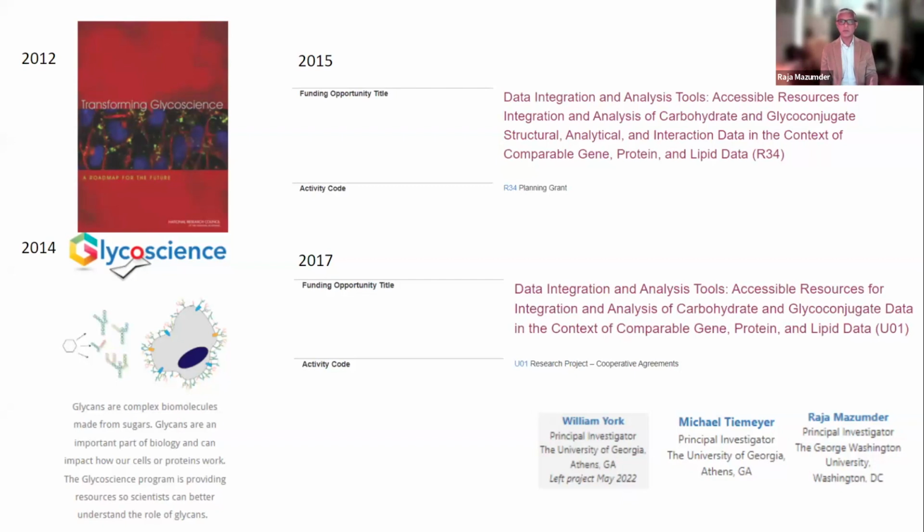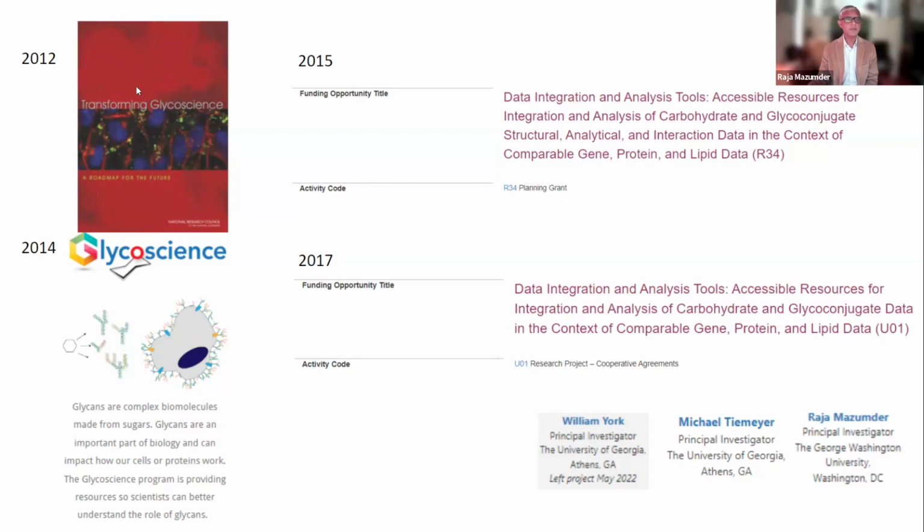So when we are talking about bioinformatics, integrated bioinformatics analysis, we need to understand that genes and proteins are not on their own. There are other biomolecules that are involved in the final outcome of any kind of environment or disease or whatever have you. So in 2012, a great roadmap for the future was published, Transforming Glycosciences.